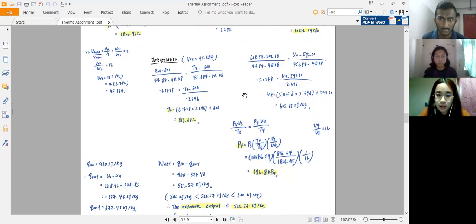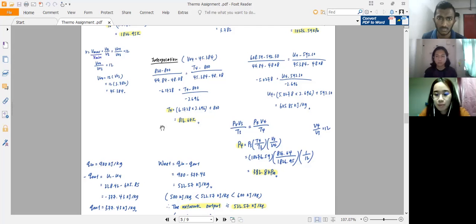So the vr4 is basically equal to 12 multiplied by vr3. So vr4 is equal to 45.384. So we use this value to make the interpolations, and then we obtain that T4 is equal to 1816.64 Kelvin, and then the u4 is equal to 605.85 kilojoule per kilogram.